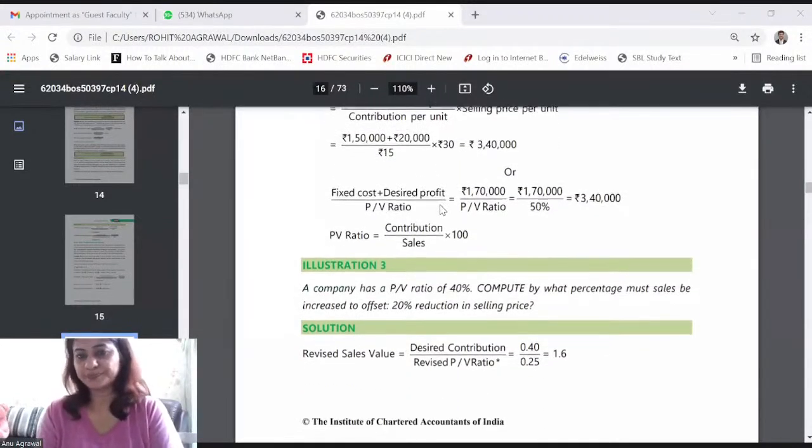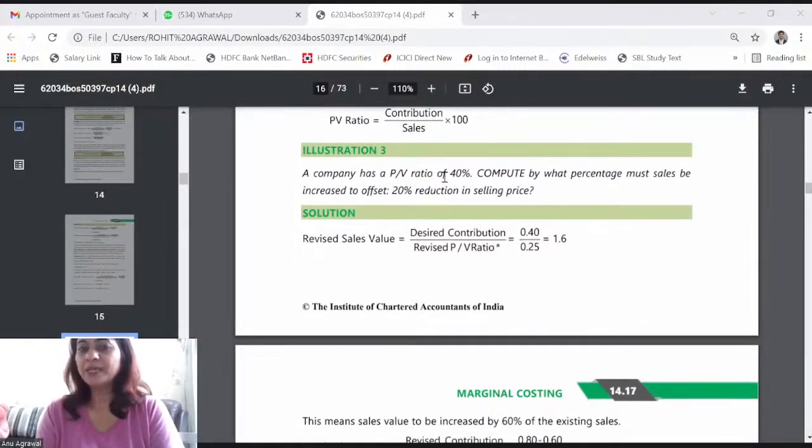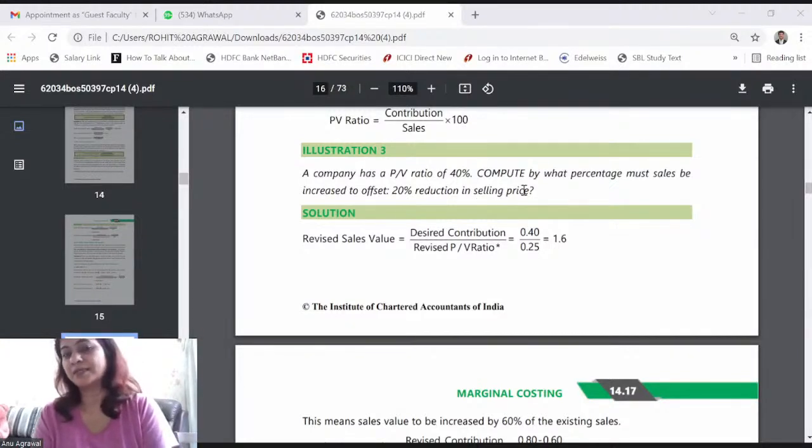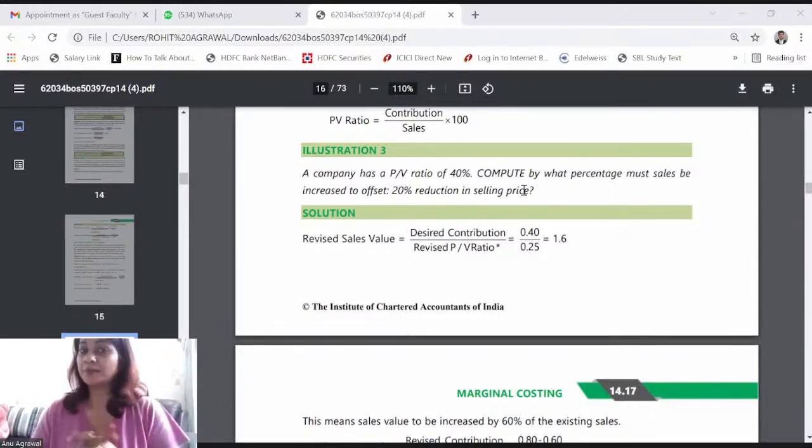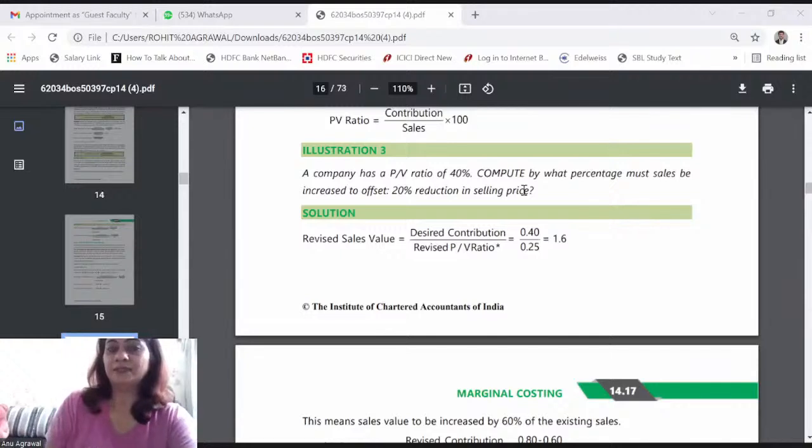Yes or no? A company has a PV ratio of 40%. Compute by what percentage must sales be increased to offset 20% reduction in selling price. Look at it. Company has a PV ratio of 40%. That means if selling price was 10, the variable cost should have been 6. That means the contribution should have been 4. That is why PV ratio is 40%. Now they say by what percentage sales must be increased to offset 20% reduction in selling price, right?